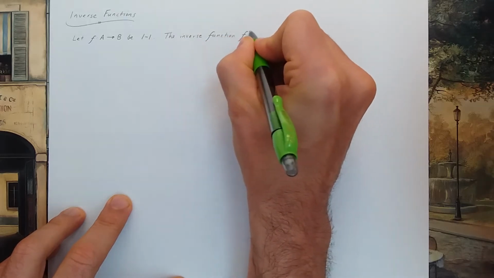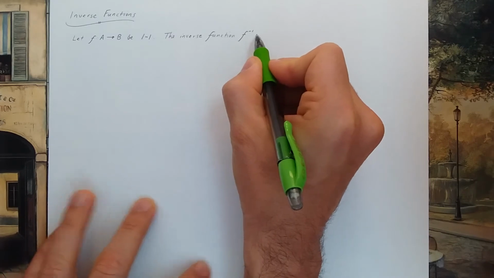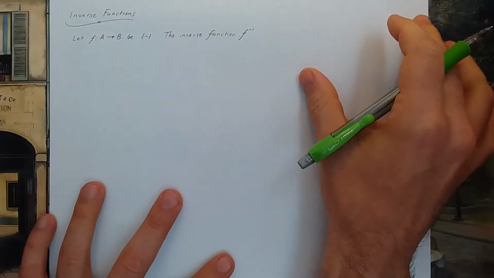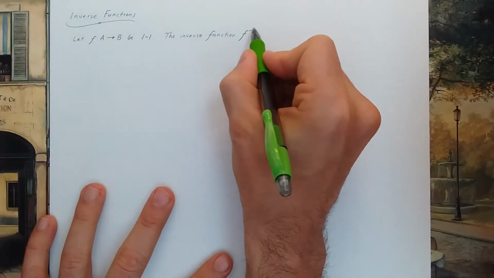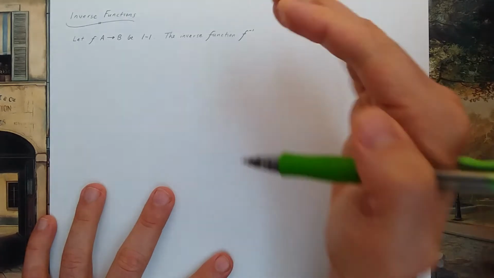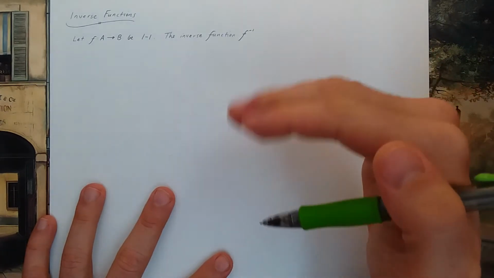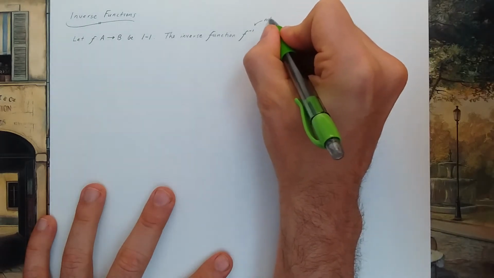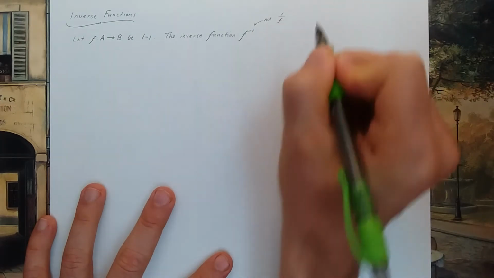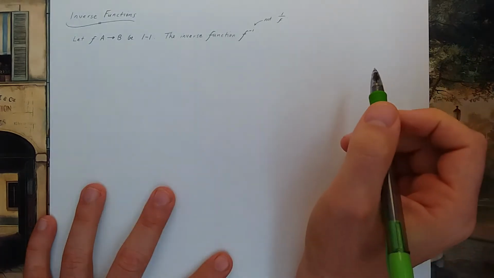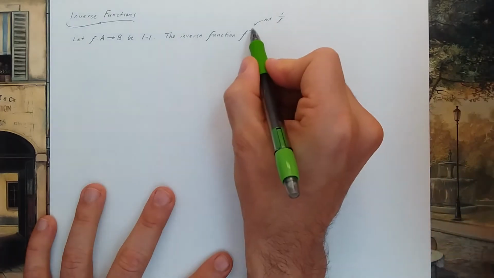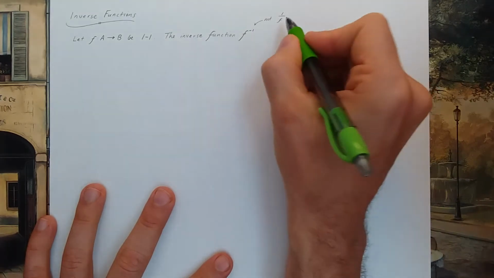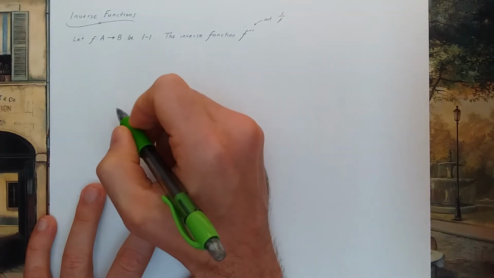is denoted this way, and this notation is admittedly poor because the exponentiation f to the minus 1 power is also sometimes used for division. So this is not equal to 1 over f, even though the notation might suggest that. You should be able to determine from context whether I mean division or the inverse function.